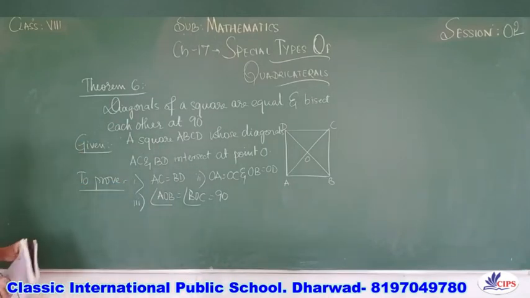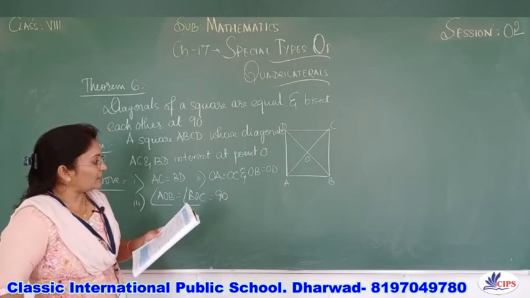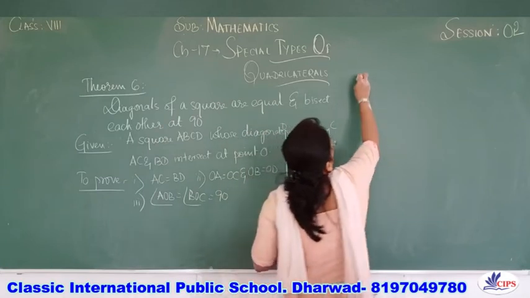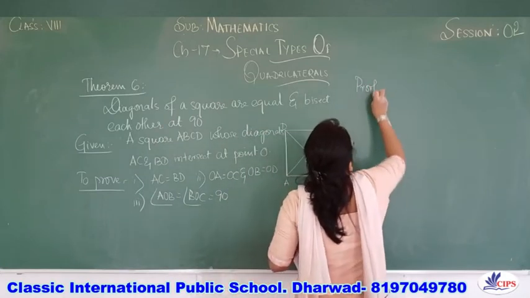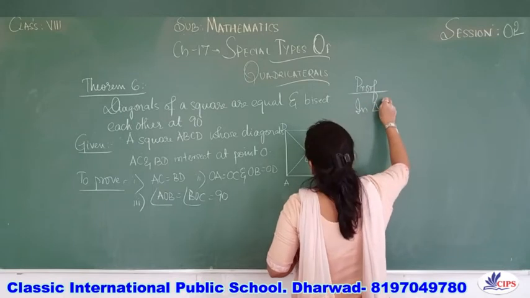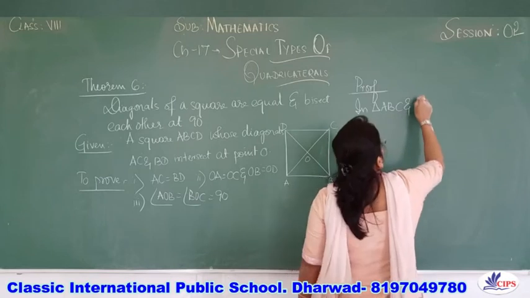So now, let us start the proof. We will consider the triangle ABC and angle BAD. So we will start the proof here. So, in triangle ABC and triangle BAD.